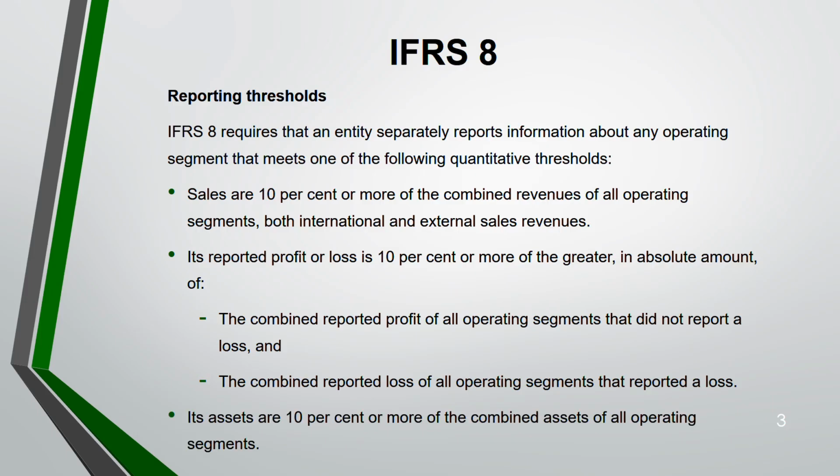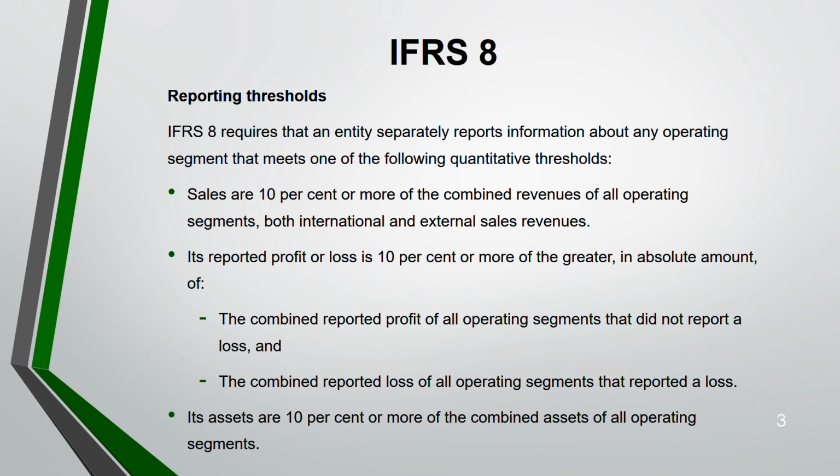Next, your assets have to be 10% or more of the combined assets of all the operating segments. So individually you have to see this line by line, whether it is meeting the threshold or not. If any one threshold is met, it is a reportable operating segment. Sales is 10% or more, profit or loss is 10% or more, assets are 10% or more. So everything is 10% or more.